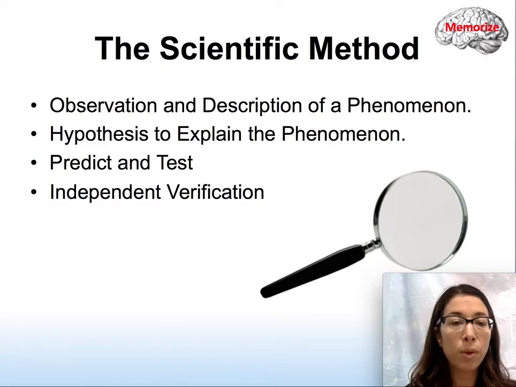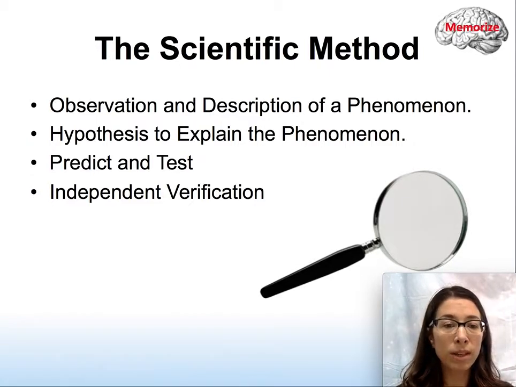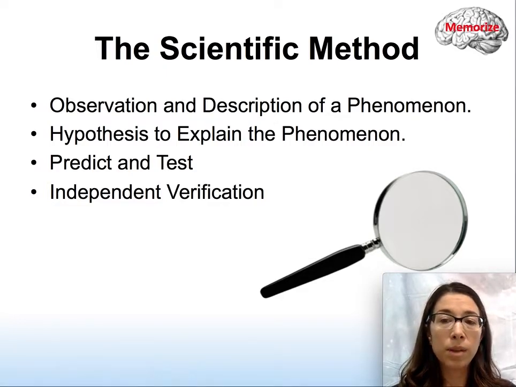We will come up with a hypothesis to explain what we think is going on, and we will predict and test that hypothesis. That hypothesis must be a statement, and it must be very specific and testable. Following our predictions and our experimentation, we will analyze our results and come up with a conclusion, and subsequently there will be independent verification of our results, and other people might come up with their own conclusions as well.